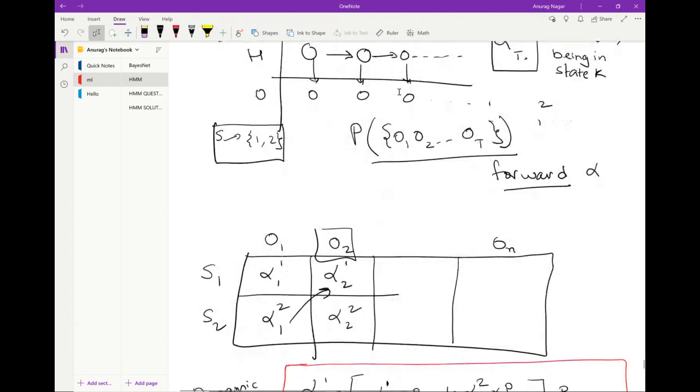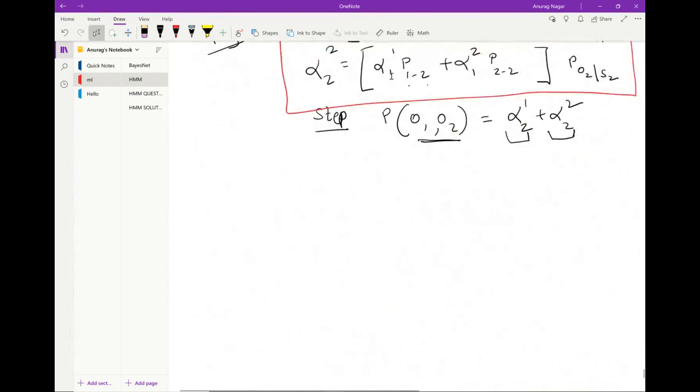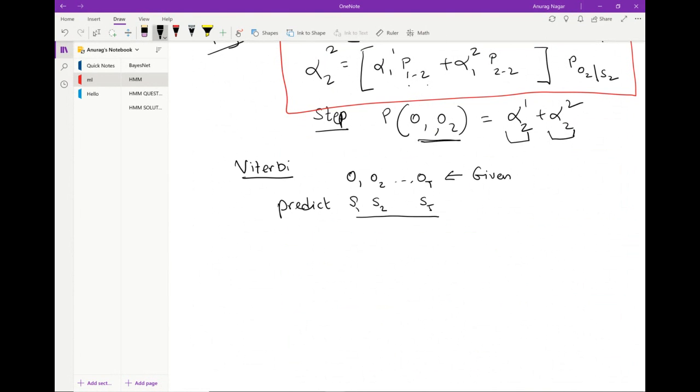The last algorithm, which is the third one, is called the Viterbi algorithm. So what is the Viterbi algorithm? Well, you are given observables O1, O2 up to OT. Observables are always given. I want to predict S1, S2 up to ST. That is called the Viterbi algorithm. So figure out the best state predictions.